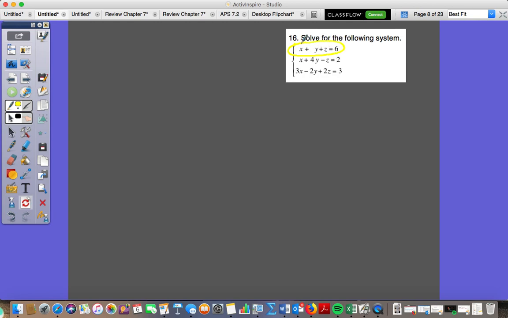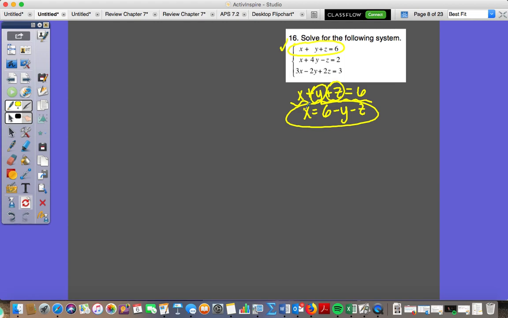So if I looked at the first one, I'm going to use it by getting x by itself to get x is equal to 6 minus y minus z after subtracting both of y and z to the other side. So the first equation is done because I've got it already isolated for a specific variable.